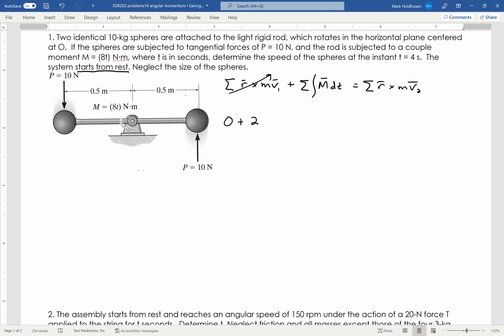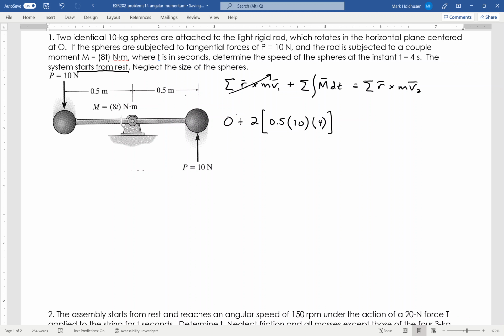And they're each 0.5 away times 10, right? So that's r cross f, essentially, 0.5 times 10. And then the time is 4 seconds. And because they're constant, and always perpendicular, I don't have to do any integration or anything. I just take force times time, or I should say moment times time. Then the 2 out front is because I've got 1 on each side.